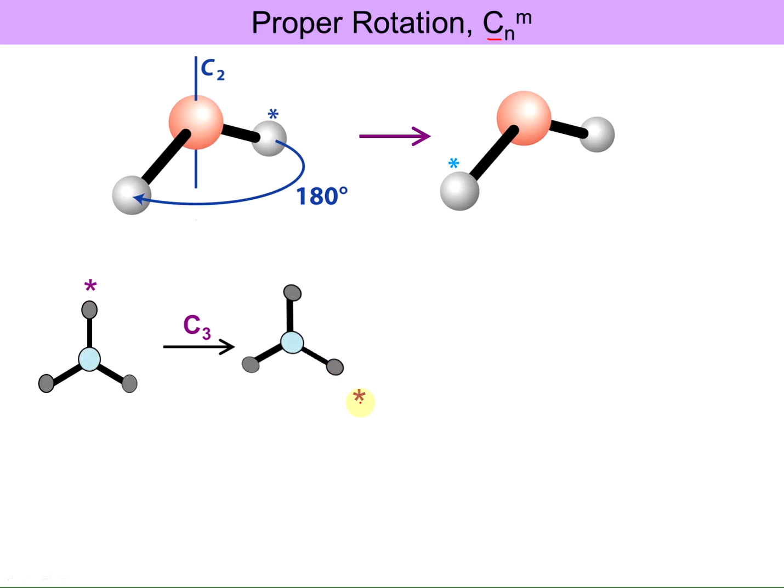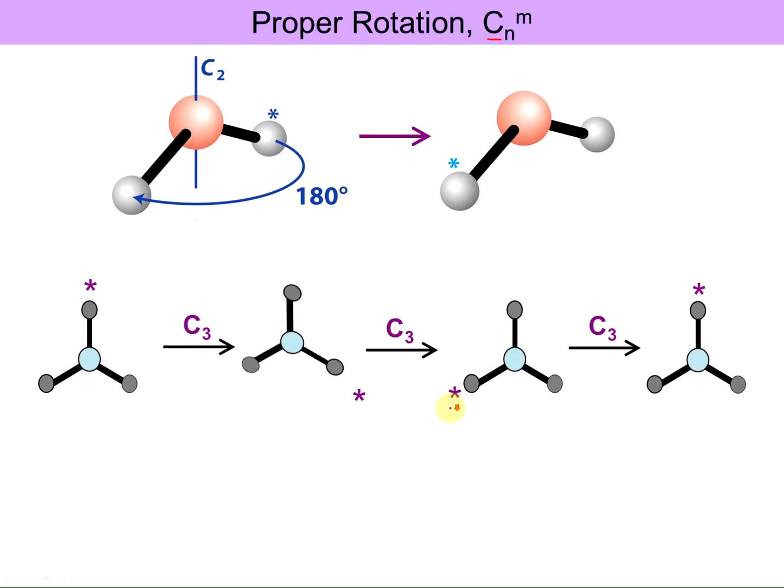So I'm just putting the asterisk to show you where it moved. Now if we do the C3 operation again, that atom here now moves to this side, so we distinguish it with an asterisk. And if I do the C3 operation again, we return to our original configuration, that identical configuration from where we started over here.